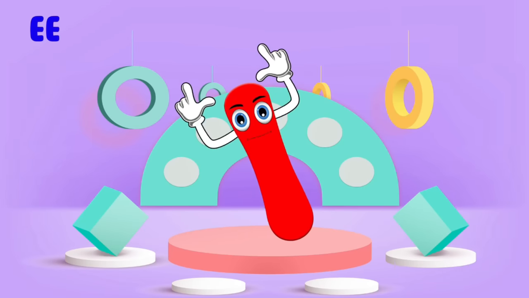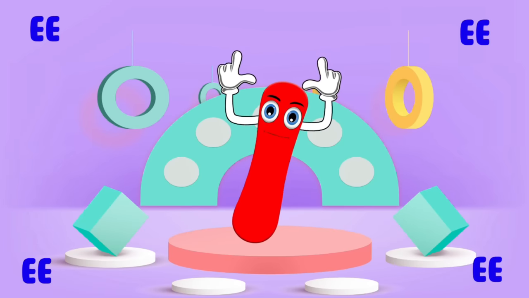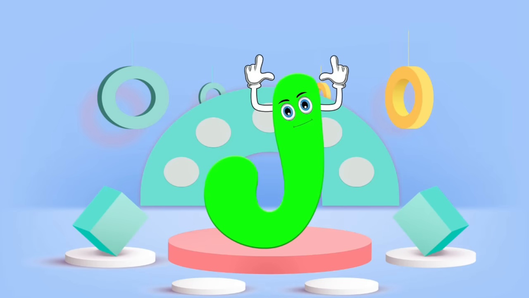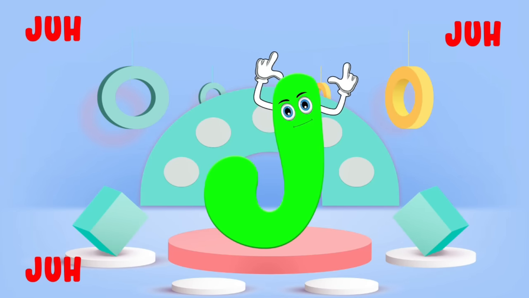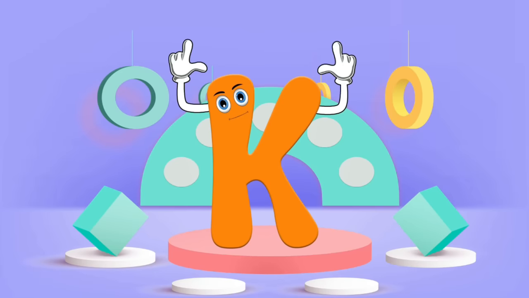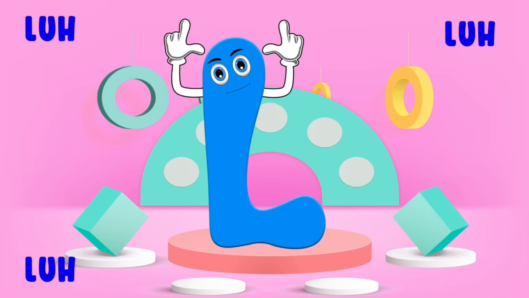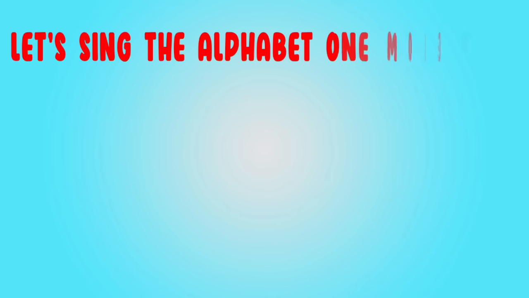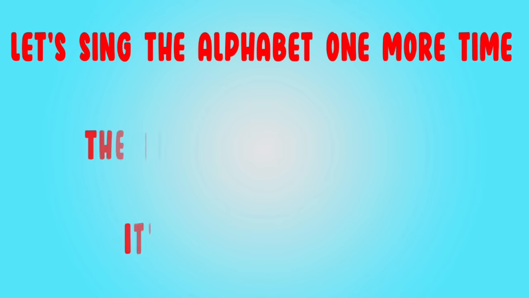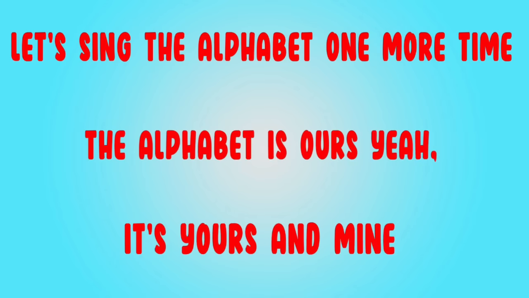I goes ih, ih, ih, ih. J goes j, j, j, j. K goes k, k, k, k. L goes l, l, l. Let's sing the alphabet one more time. The alphabet is ours, yeah, yours and mine.